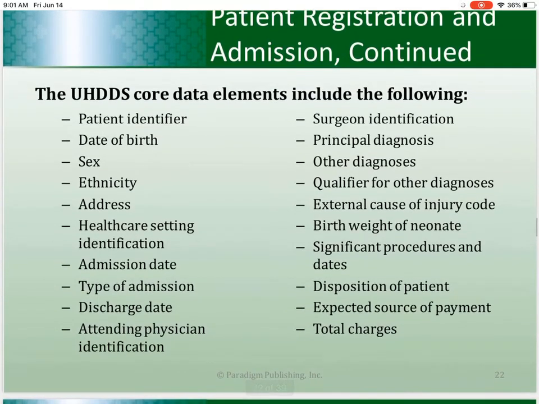The core elements are going to include your patient identifier, your date of birth, sex, ethnicity, address, healthcare setting identification, admission date, type of admission, discharge date, attending physician identification, surgeon identification, principal diagnosis, other diagnoses, qualifier for other diagnoses, external cause of injury code, birth weight of a neonate, significant procedures and dates, disposition of the patient, expected source of payment, and the total charges.